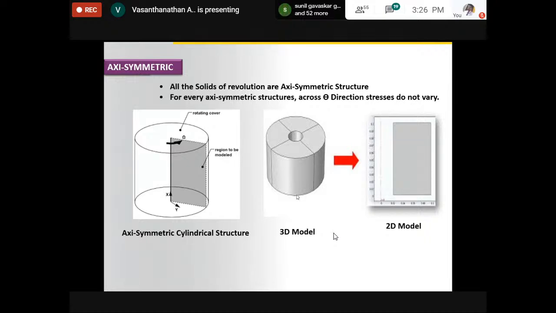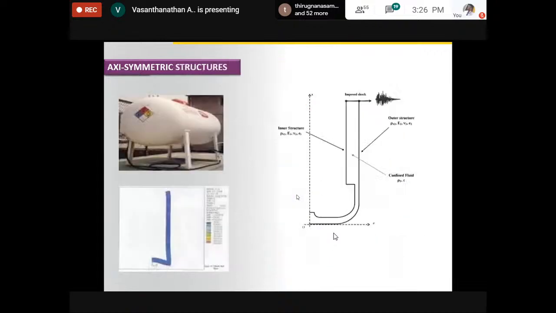All the pressure vessels come under this axisymmetry. So what I will be doing is simply modeling it like this. This is a cylindrical tank, or pressure vessel. I don't want to model the entire tank. This comes under axisymmetry, so you can simply model it as a 2D. This is the axis of symmetry. You can mesh the 2D and you get the result.